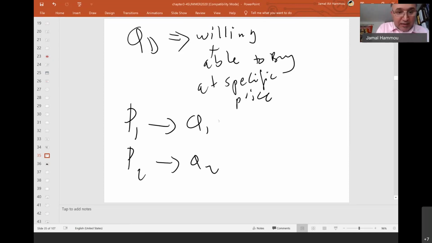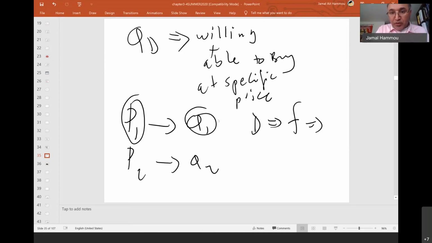We cannot say at a price we have demand. The demand is a function that shows the relationship between the quantity demanded and the price, everything else equal. It means I'm not going to use other variables. We are going to fix them. We keep them the same, and we'll see how that affects the quantity demanded.